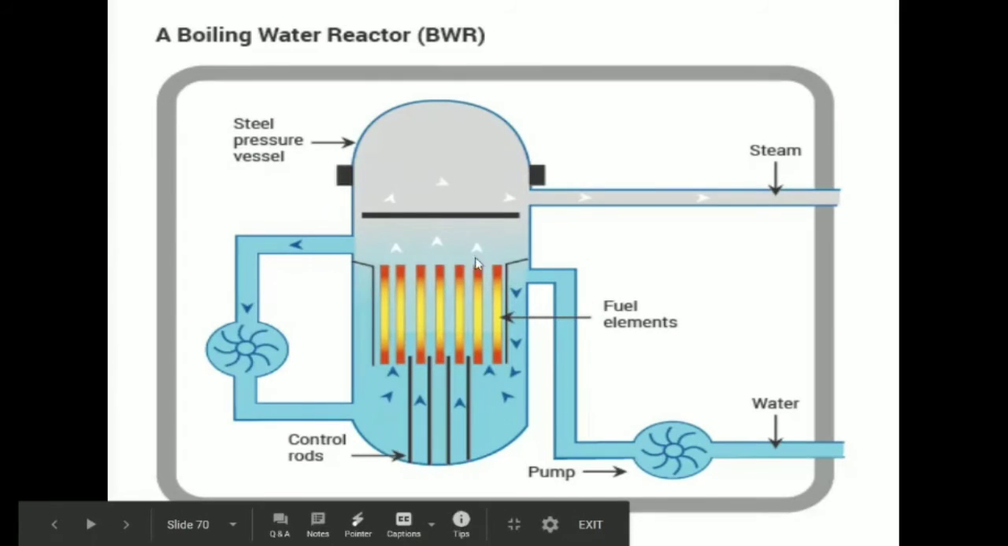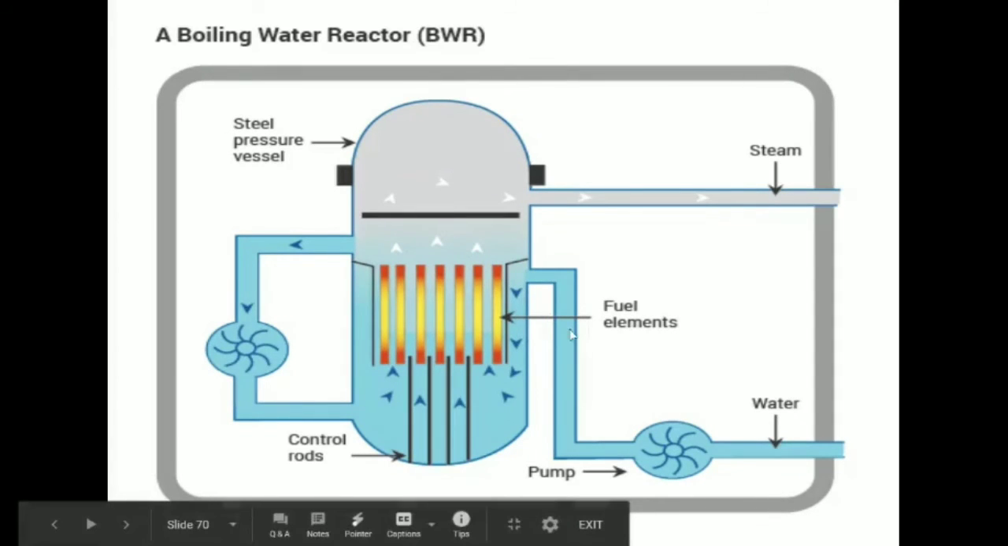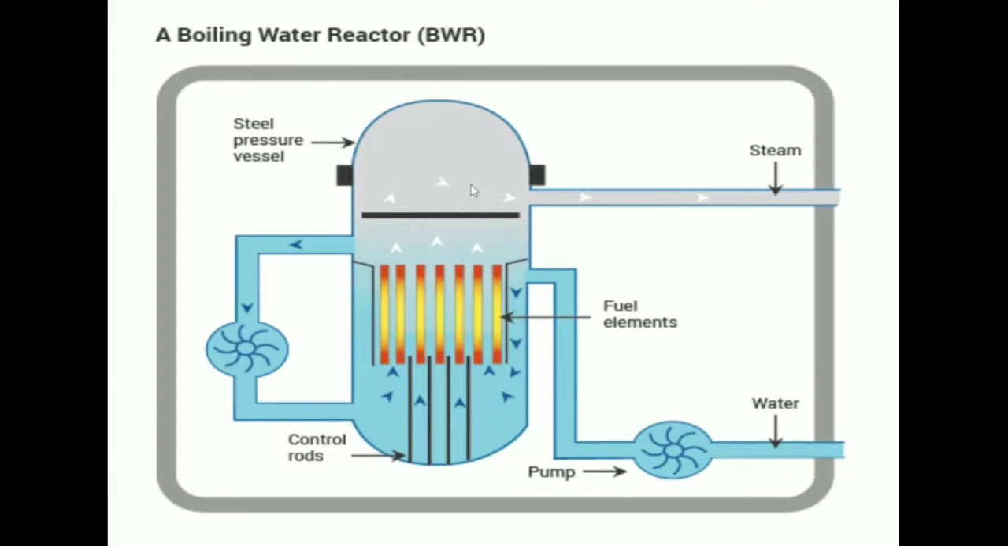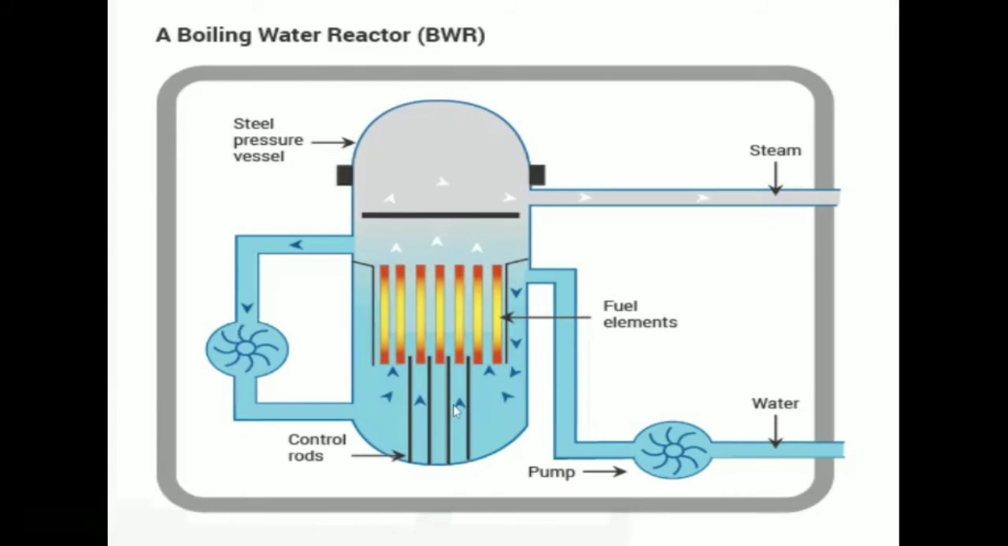So here you can see it consists of only one water circuit. Cold water is circulated within the reactor vessel so that it is converted to steam and the steam is going to the turbine section. Okay, this is the approximate block diagram of a BWR, boiling water reactor.